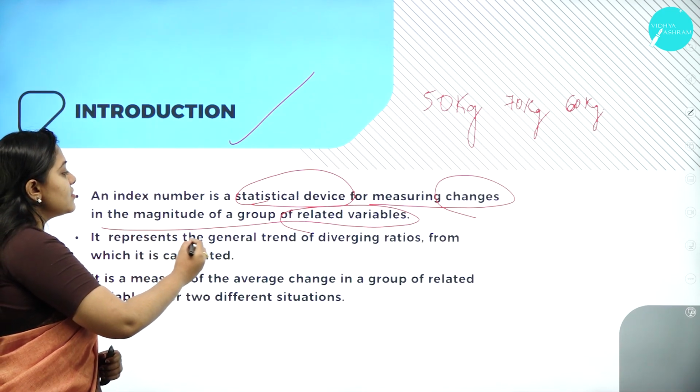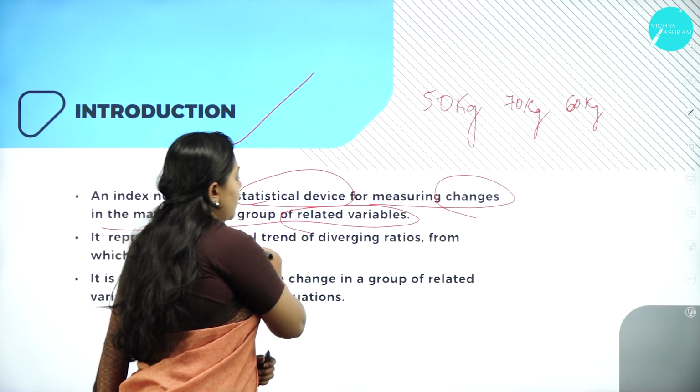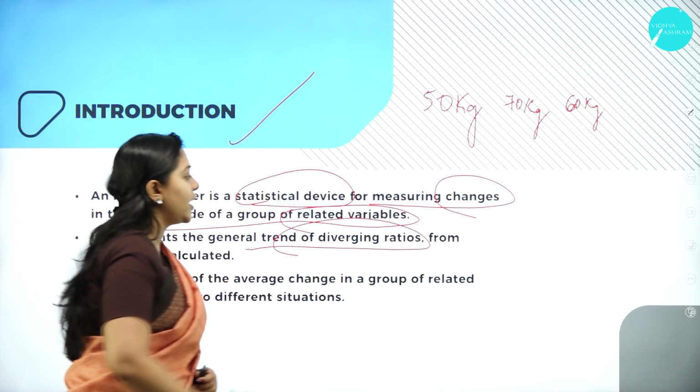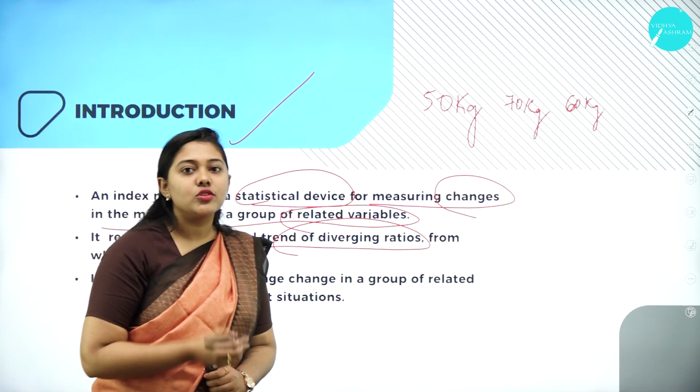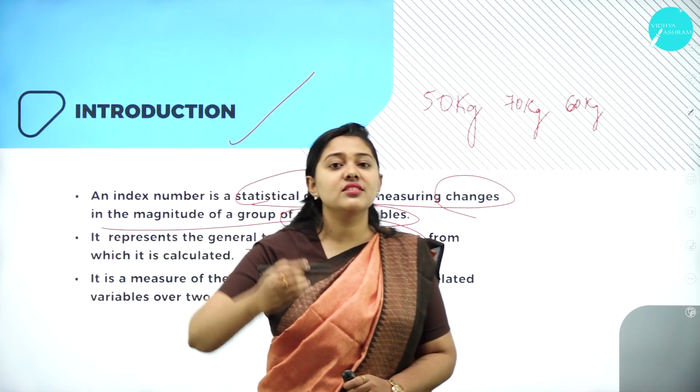Next, it represents the general trend. What does it represent? It represents a general trend of the diverging ratio from which it is calculated. So it represents the change. What is the change that is happening?